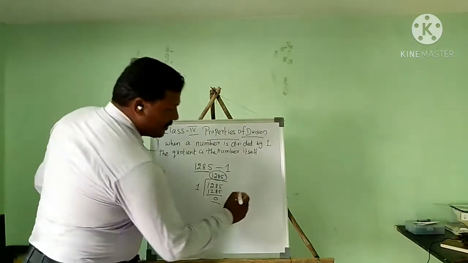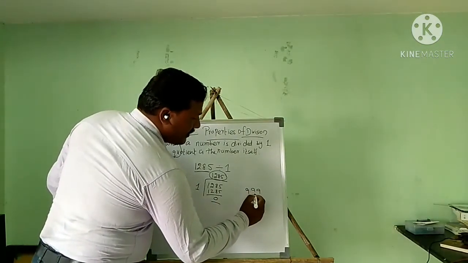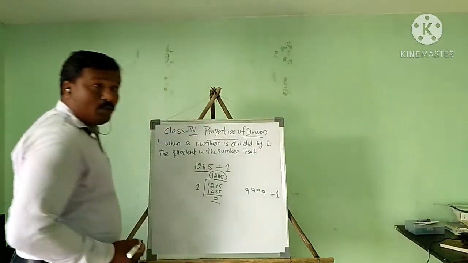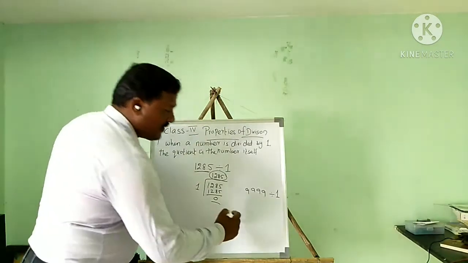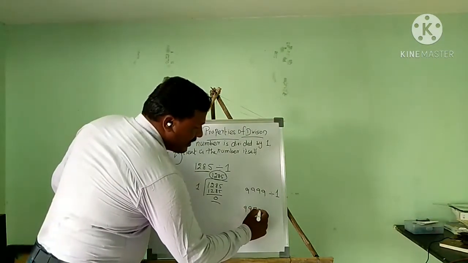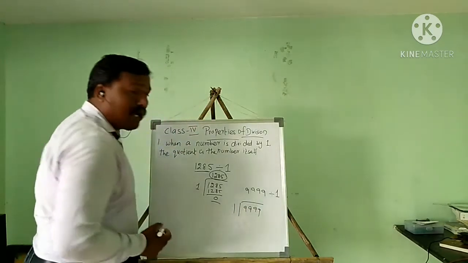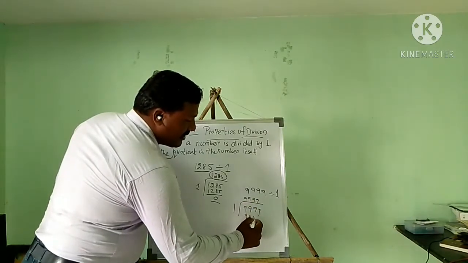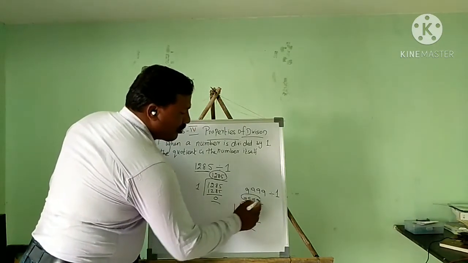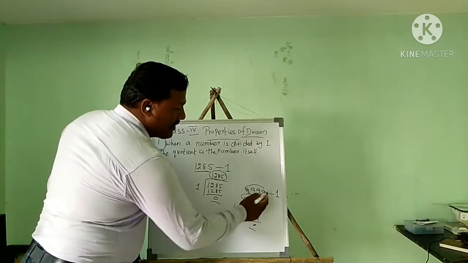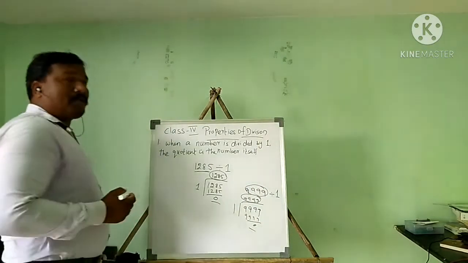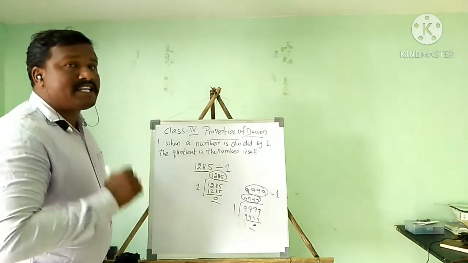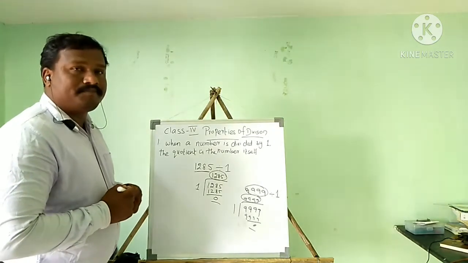Let me take another example. Suppose 9999. If you divide by 1, what will you get as quotient? The number itself. 9999 divided by 1: how many ones are there? 9999. So the quotient is the number itself. That's the first property: when a number is divided by 1, the quotient is the number itself.